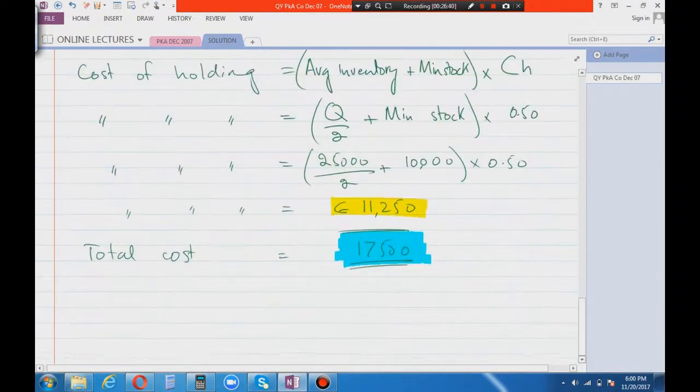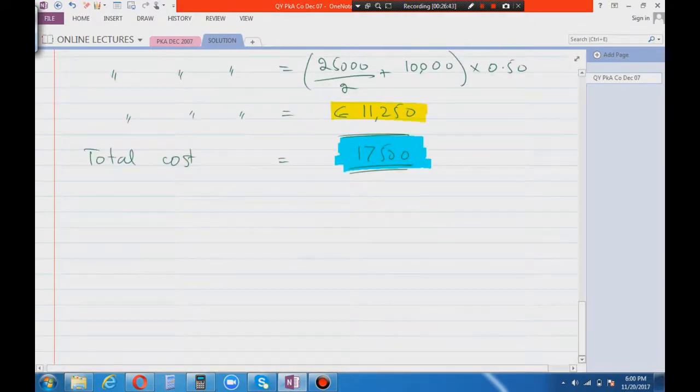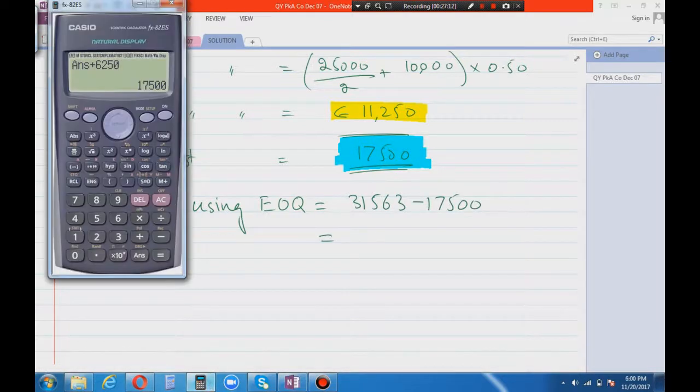So obviously economic order quantity is better, but this is not the question. The question said, what would be the saving? So the saving would be 31,563 minus 17,500, and that would be the savings using economic order quantity. 31,563 minus 17,500, and that would be equal to, so, 31,563 minus 17,500, the answer would be 14,063.